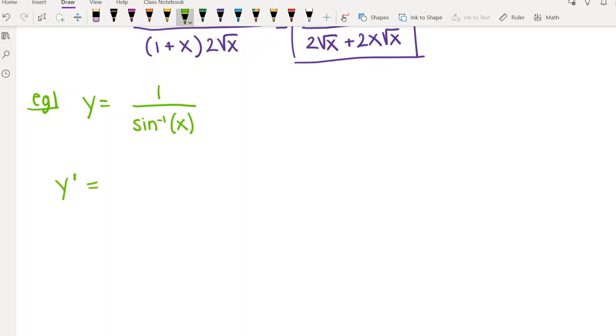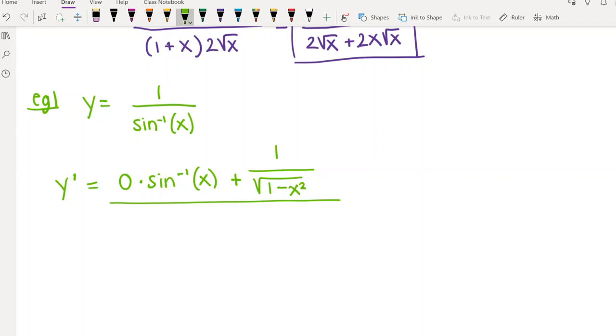So the quotient rule says we take the derivative of the numerator first. So the derivative of 1 is just 0. And so we don't even really care about what else is here, but I'll still write it so that we know where it came from. So we had 0, the derivative of the top times the bottom, and then we take the derivative of the bottom. So that's 1 over square root of 1 minus x squared. And then we divide that by the denominator squared.